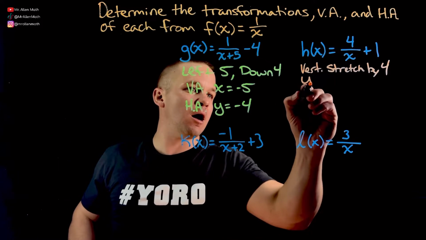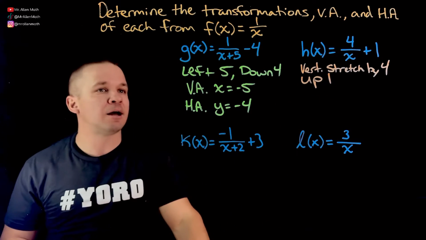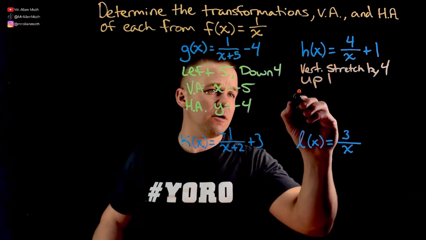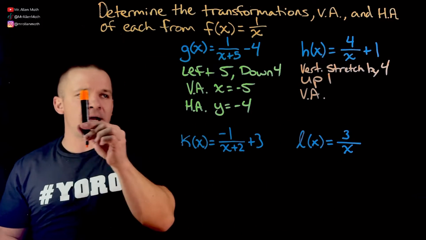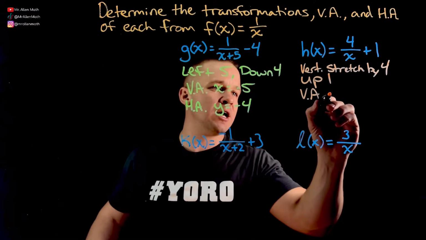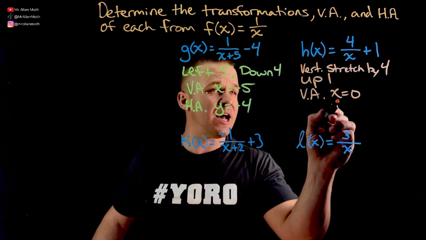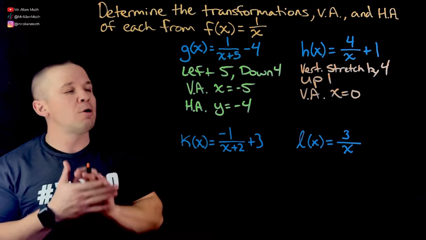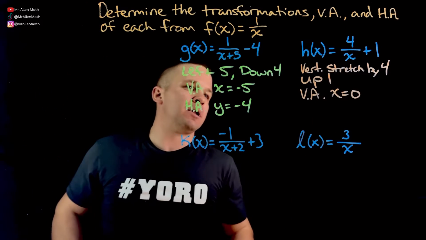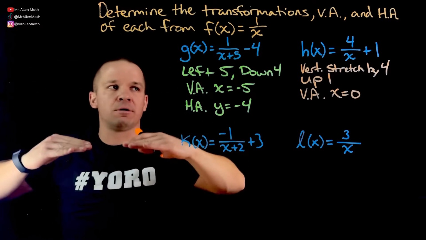And then over here, we got up 1 on the outside. So vertical asymptote, what do we got here? Well, it did not shift left or right, so my vertical asymptote will not change. It's x equals 0, and we can also see that because when I plug 0 in for x, it's undefined, right? 4 divided by 0, cannot do that. Then we have plus 1. That's going to move the horizontal asymptote up 1.